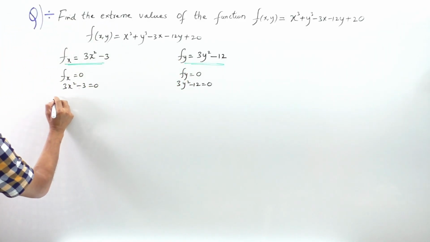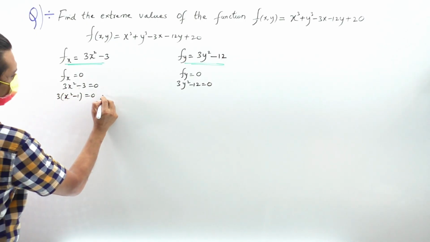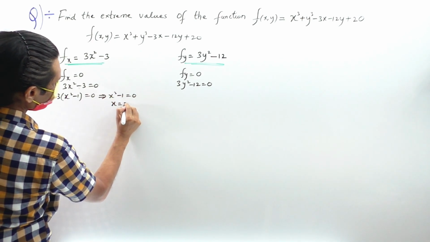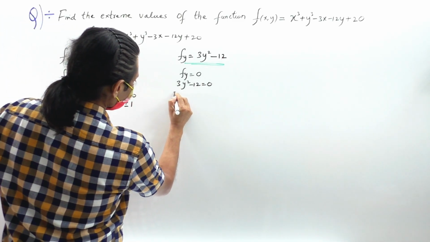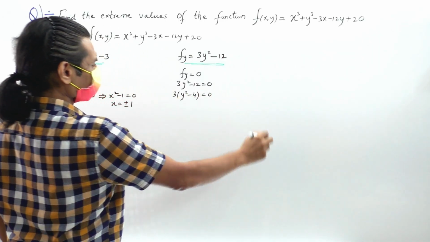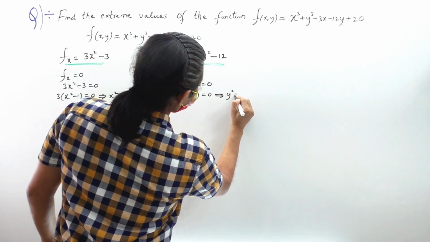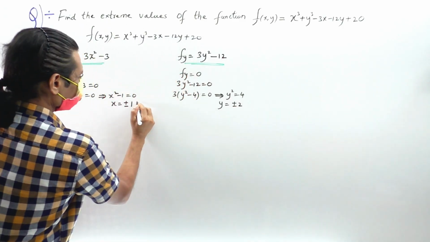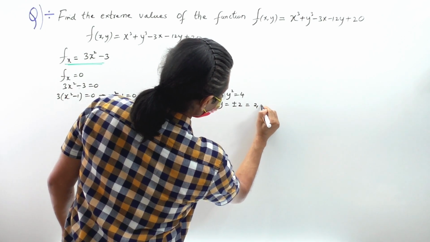We have 3 into x square minus 1 is equal to 0, that implies x square minus 1 is equal to 0. So, x is equal to plus and minus 1. Fine. Similarly, here also 3 outside, y square minus 4 is equal to 0, 3 and 0 cancels. We have y square is equal to 4, it means y is equal to plus or minus 2. So, x is equal to plus or minus 1 means the points are 1 and minus 1, and this is 2 and minus 2.